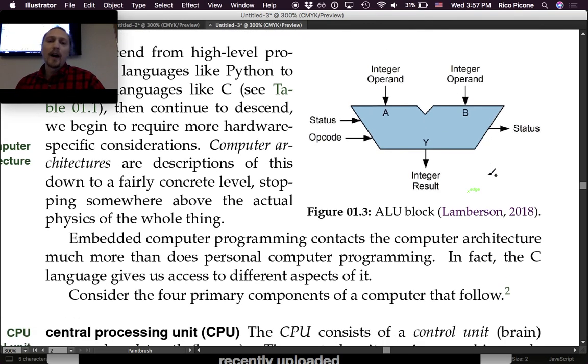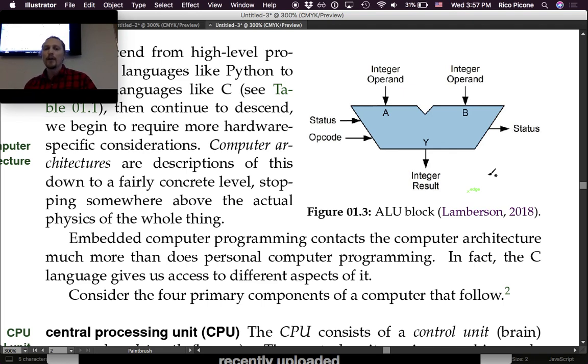Embedded computer programming contacts the computer architecture much more than does personal computer programming. In fact, the C language gives us access to different aspects of it. So we're actually going to be able to interact with some of this computer architecture to a point. Not down to the assembly language level, but we will get pretty close in certain aspects.